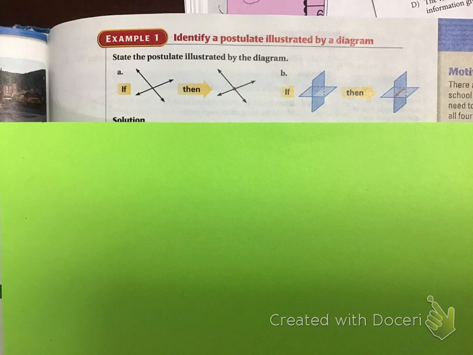Example 1, state the postulate illustrated by the diagram. If you have a picture and then there's a picture, what do you notice about the two pictures? Two lines are crossing, with a little red point here. If you can see that, it's kind of faint. So which postulate is that? Well, that's postulate 7. If two lines intersect, their intersection is exactly a point. So we just say postulate 7.